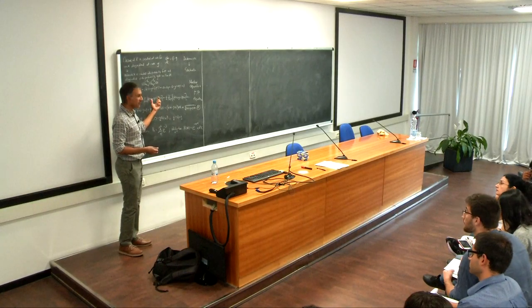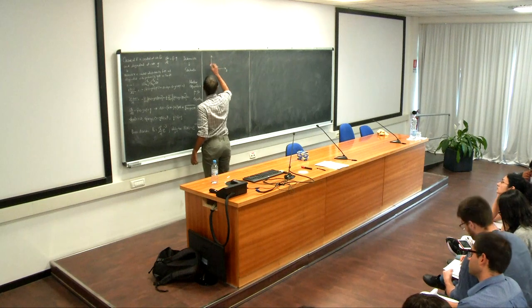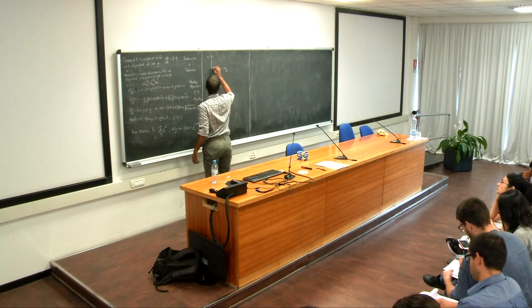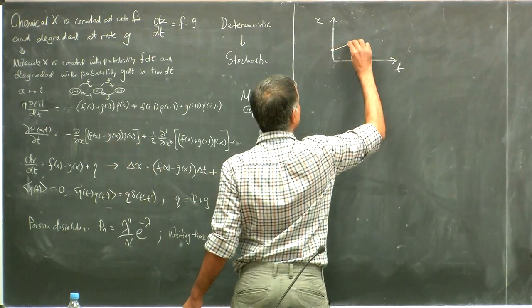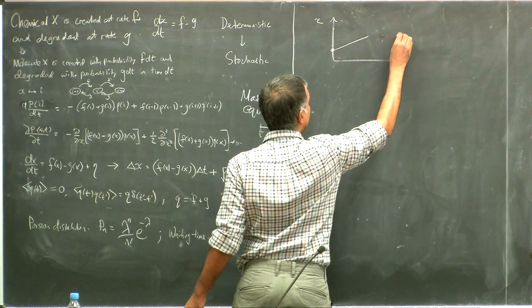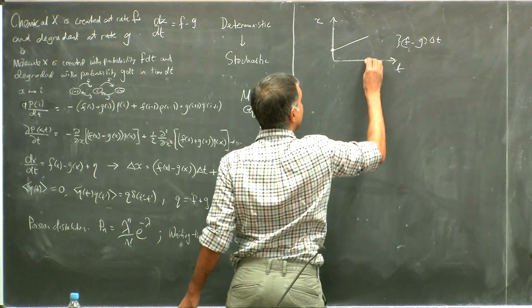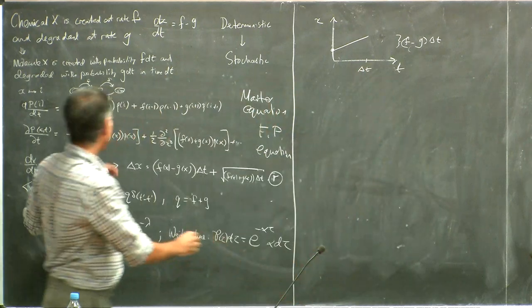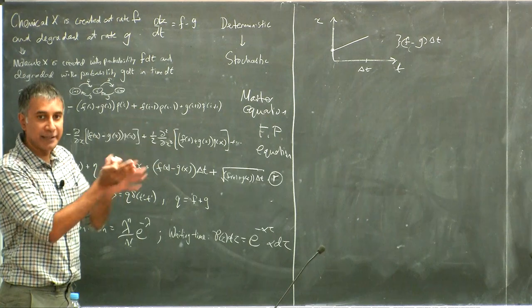So all this term does is it moves the probability as a whole. So this is X, this is T. If you start off with some value of X, then this term is the deterministic part, right? It moves up by an amount F minus G times delta T in a time step delta T. That's this part. This part is the diffusion part. It's the part that's random.